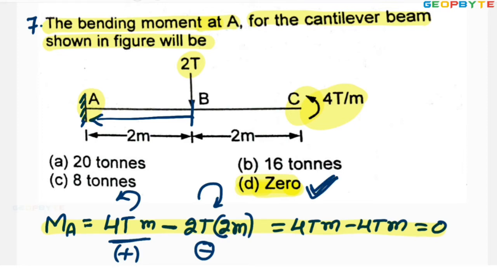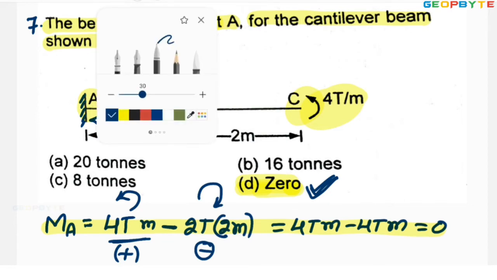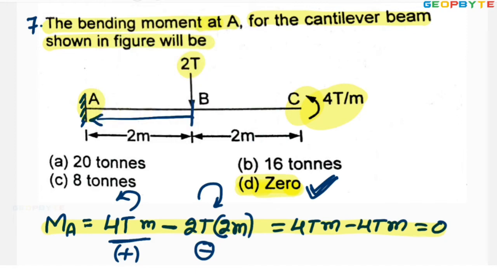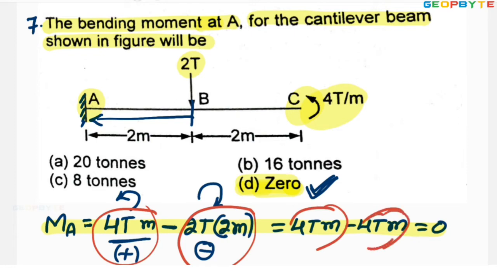I hope you clearly understood. Here I took anti-clockwise moment positive and clockwise moment negative. Since the anti-clockwise and clockwise moment values are both equal, therefore bending moment equals 0 at the fixed end. I hope you clearly understood. Let us go for the next problem.